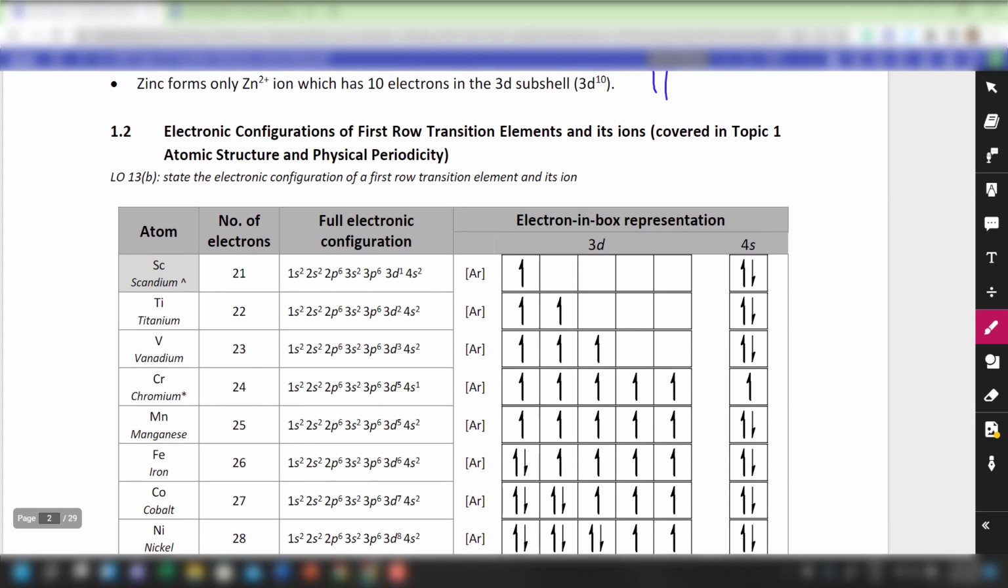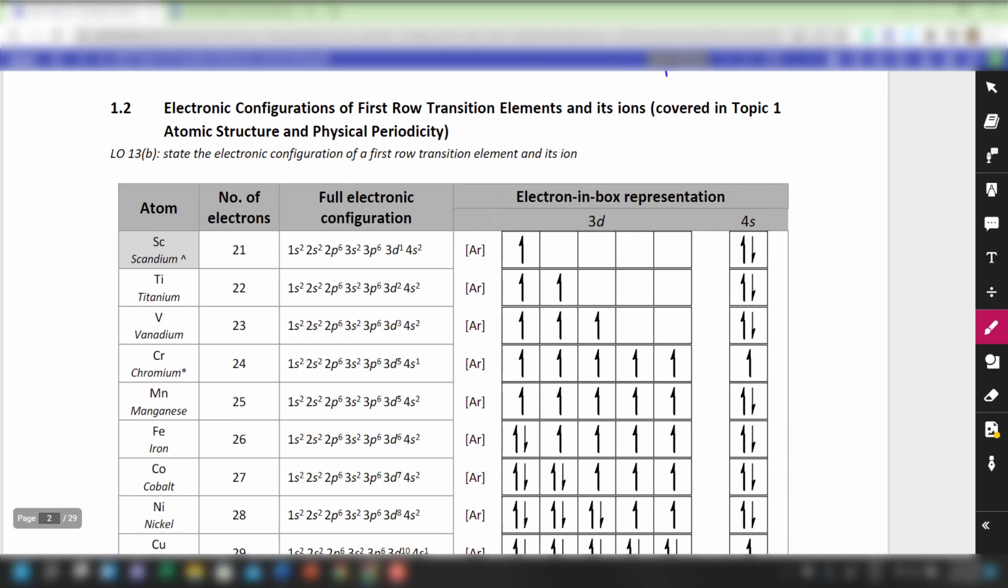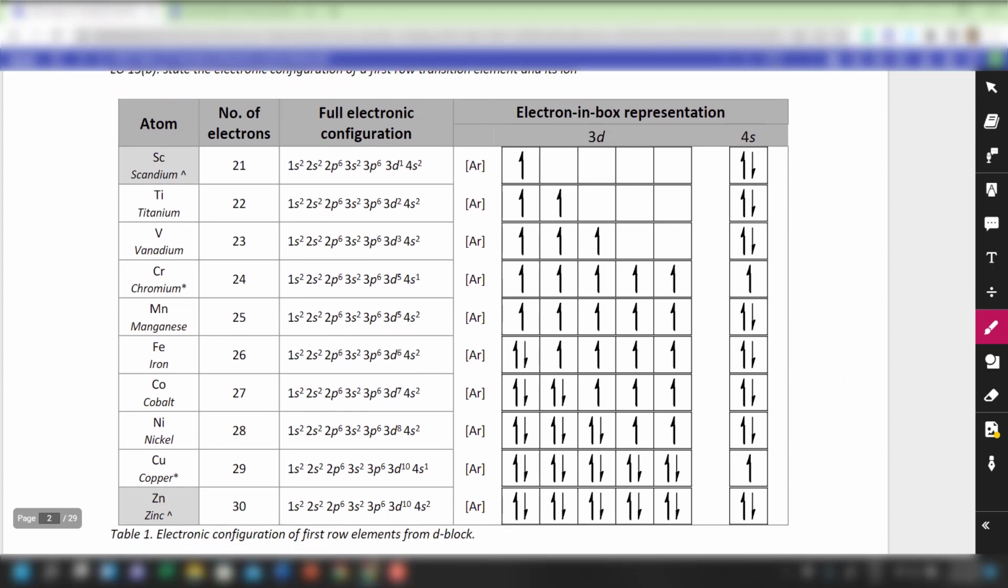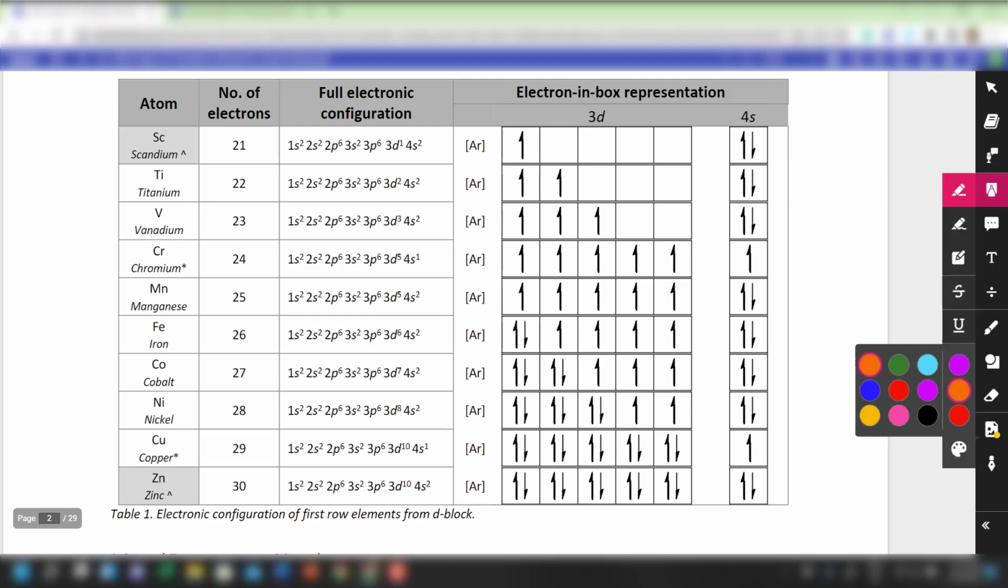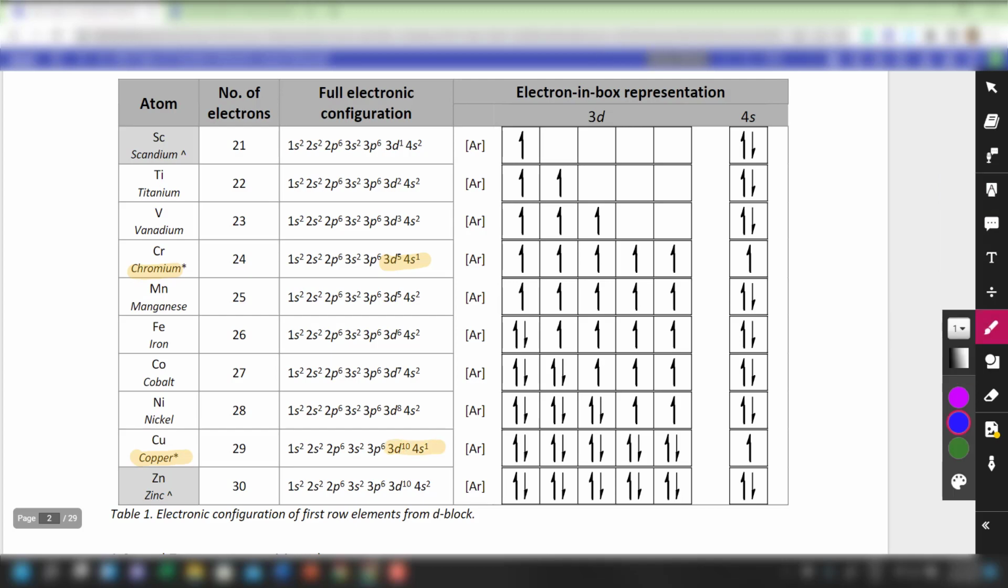And then the electronic configuration of the first row transition elements, which has been covered in topic 1, are listed over here. Yeah, so you probably do not need me to go into details on how to arrange the electrons and represent them using the electron-in-box representation. Yeah, but do take note that the exceptions are chromium, which you need to be aware of, as well as copper. Okay, so instead of 3d4 4s2, it's 3d5 4s1. Instead of 3d9 4s2, it's 3d10 4s1.